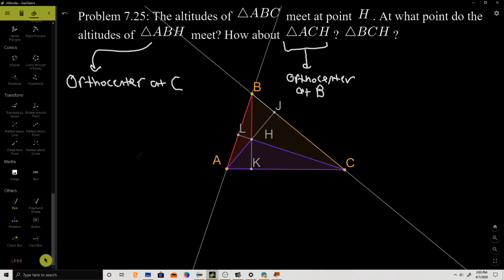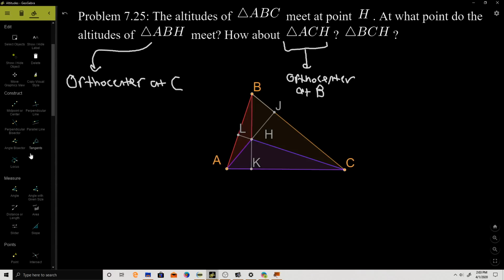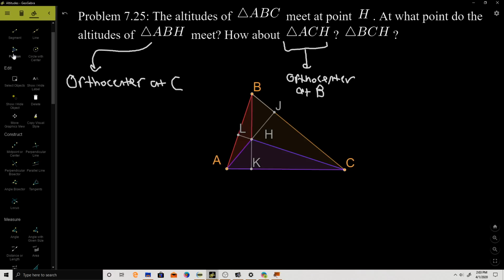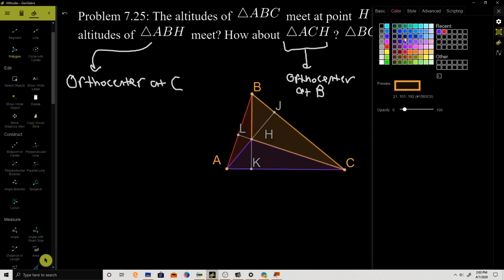Now I can probably make a nice prediction about where the last one's going to be, BCH. If ACH has orthocenter at B and ABH has orthocenter at C, I can probably conclude the last triangle is going to have an orthocenter at A. But let's just make sure. So I'll highlight the triangle we're working with, BCH, and we'll make that a nice blue. Green. Yeah, that looks fine.